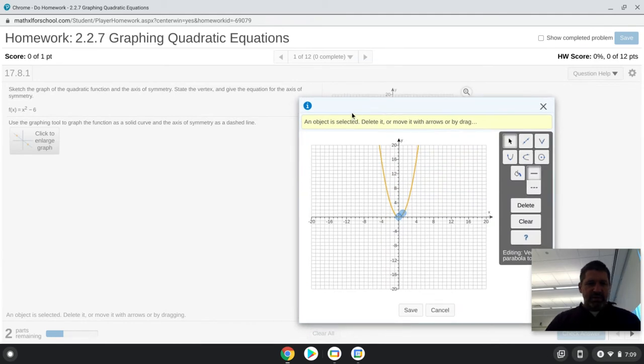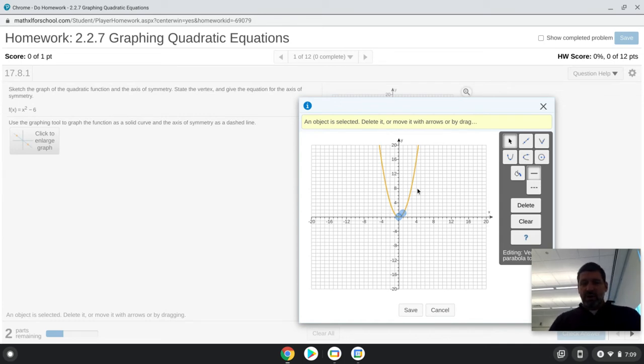So let me read over what it asks us to do here, because it doesn't just ask us to graph this parabola. It says sketch the graph of the quadratic function and the axis of symmetry. So we're not just doing the quadratic function. I'm going to put in the axis of symmetry. State the vertex and give the equation for the axis of symmetry. So there are a few things we want to do here. The first of which is graphing that parabola.